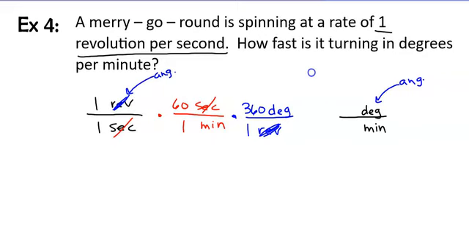The two things that we have left that aren't crossed off are degrees and minutes, which is good. So we want to multiply straight across the top. 60 times 360 is 21,600. And then across the bottom, we just have 1 times 1 times 1, which is 1, so we're done. 21,600 degrees per minute is our final answer.